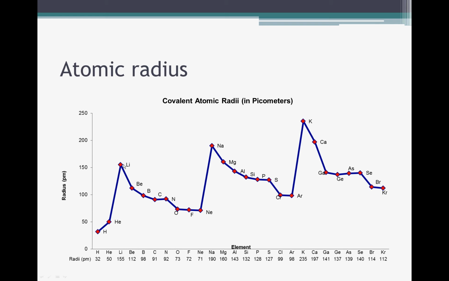As you go down a family, for instance, lithium to sodium to potassium, now we see, despite the increasing nuclear size, those additional shells of electrons weaken the pull of the nucleus, and we get an increasing size. We can see that across additional periods as well.